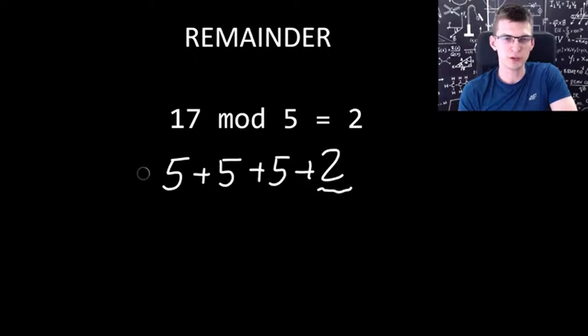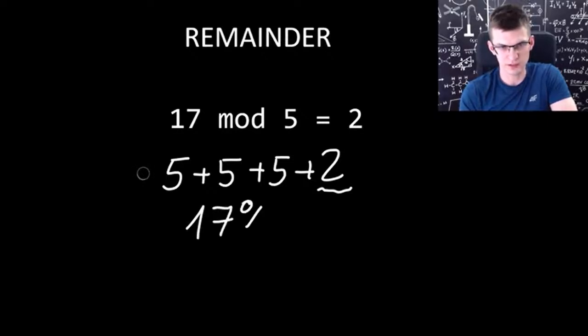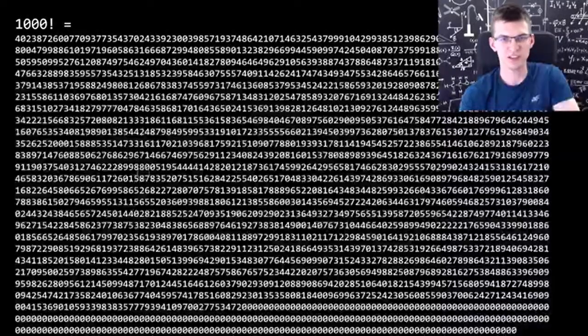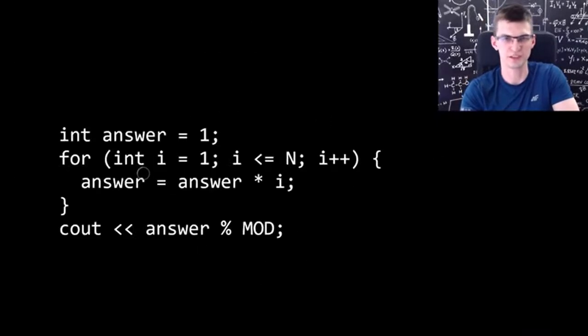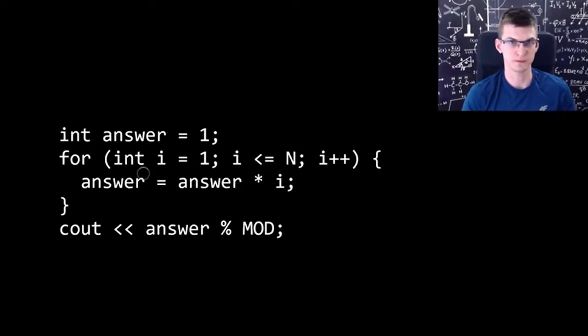And in programming, we have an operator modulo for that. We write 17 modulo 5 to get that value 2. And problem author, instead of asking you to print this, they will tell you print n factorial modulo m, or modulo p. It is given usually in the statement. It would be nice to say that this is code for computing n factorial.